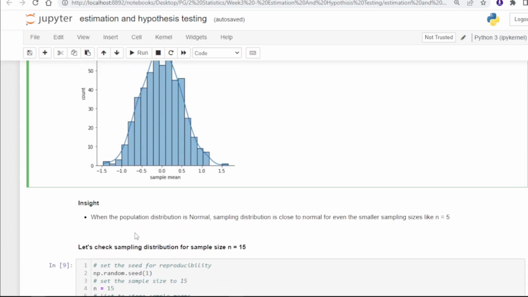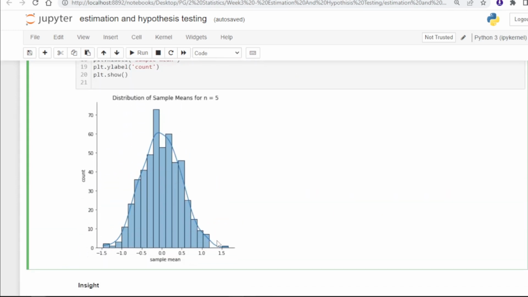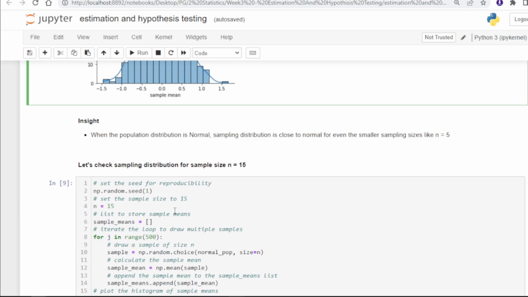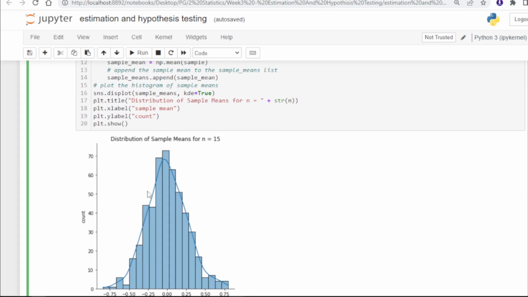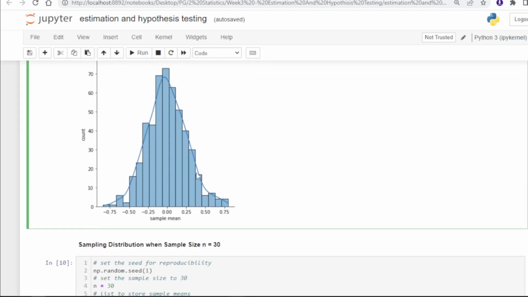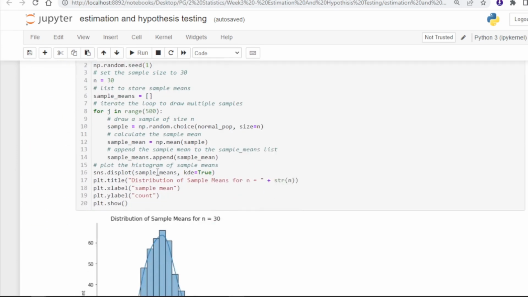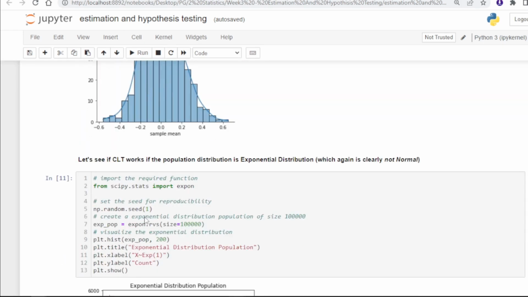The insight here is that when the population distribution is normal, the sampling distribution is close to normal even for a smaller sample size like n. Initially, we got a roughly equally spread distribution. If we increase n to 15, for the normal distribution it gets even closer to that curve. And if it is 30, you can see how it is distributed.